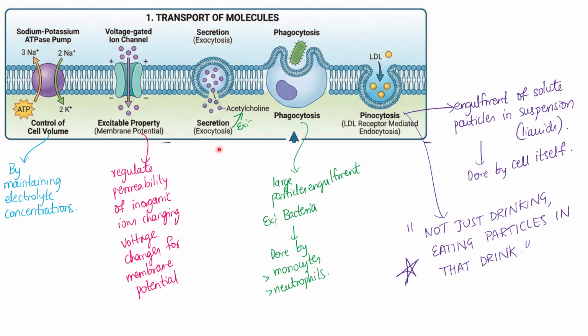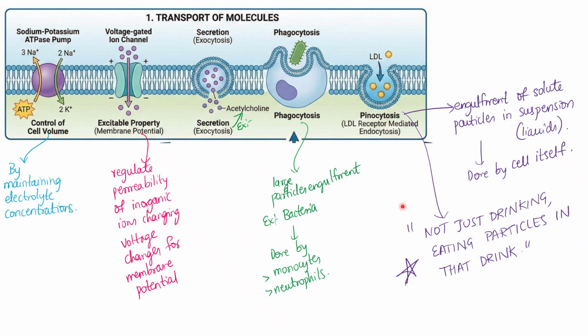Whenever the cell needs to release certain substances, there is secretion, exocytosis. That is also happening because of the plasma membrane, one of its functions. Then phagocytosis, engulfment of large particles such as bacteria with the help of monocytes and neutrophils, is also taken care of by the plasma membrane. Then pinocytosis.